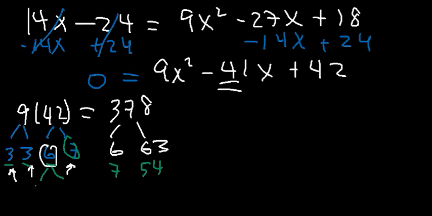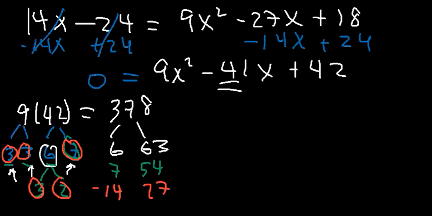By the way, this can be broken down to 3 and 2. So let's try 14. 7 times 2 is 14. And what's left over is 3 times 3 times 3, which is 27. And 27 plus 14 does add up to 41, but we're going to make it negative 14 and negative 27. So we're going to write this as negative 27x minus 14x plus 42.